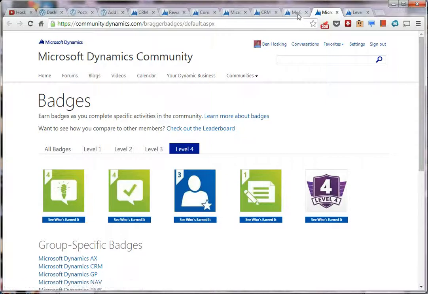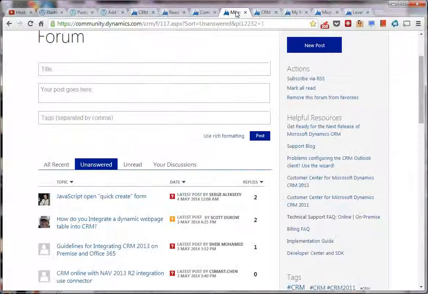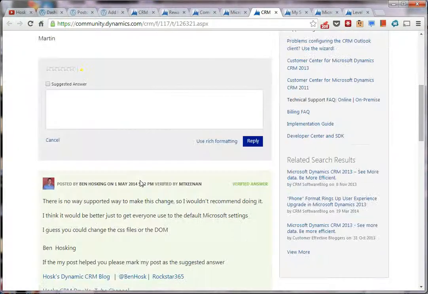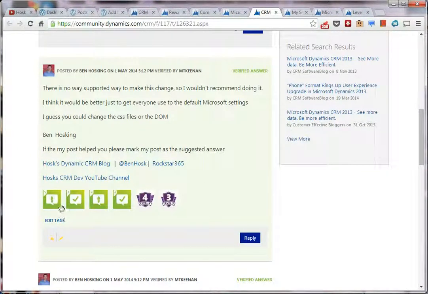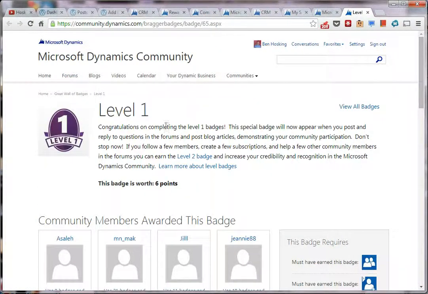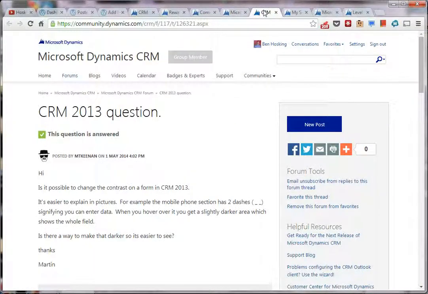I think the levels show up on some badges. The ones high up will show up on your forum questions. So here, look, I answered a forum question about CRM 2013, and then your number 5s and 4s will show up here, and the levels 4 and 3 will also show up. So if you wanted to see what badges you've got, you can go into your profile to see that, and you can go to badges.